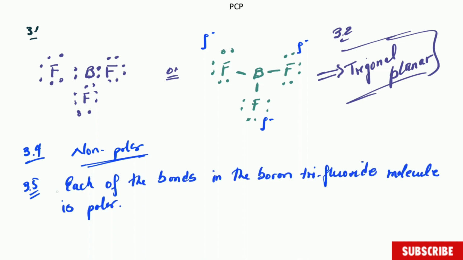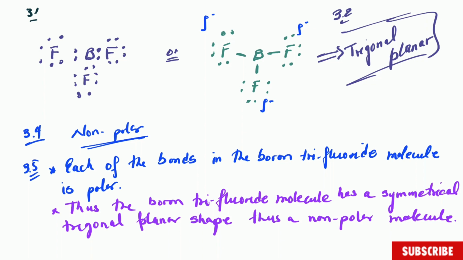Okay, the first thing you have to say is that each of the bonds in the boron trifluoride molecule is polar. That is important. That is the first statement you have to say. Okay, and then you have to say that the boron trifluoride molecule has a symmetrical trigonal planar shape. But this word symmetrical is important, and that's a non-polar molecule. Guys, this one is all for this question.